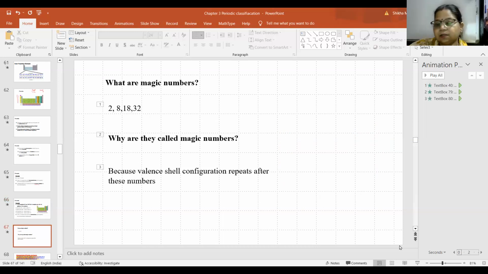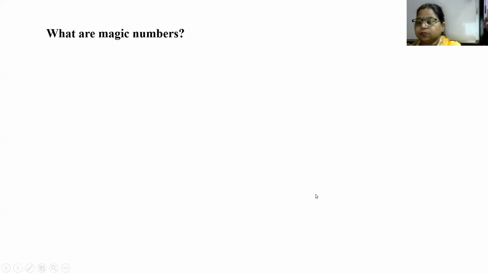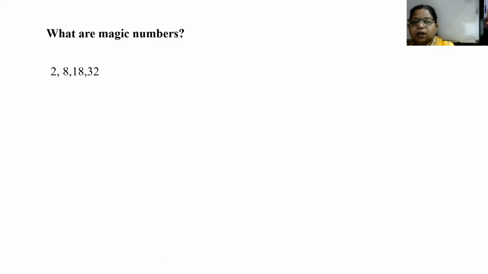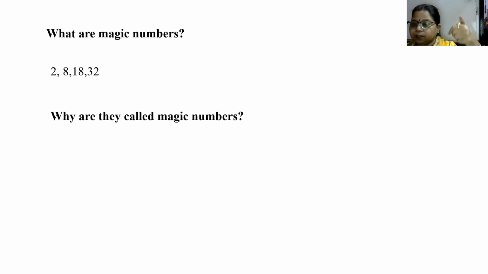Now, these are certain question answers. I have given the questions as well as answers here, so as to save time. What are the magic numbers? 2, 8, 18, 32 are known as magic numbers. Why are they called magic numbers? Because after every 8, 18 or 32 elements, the electronic configuration repeats itself.